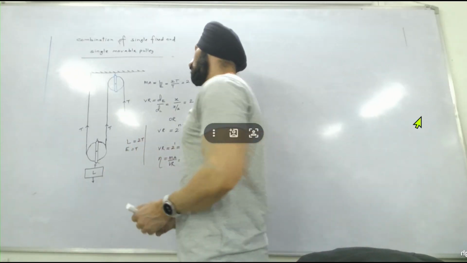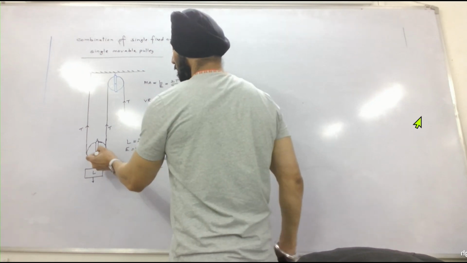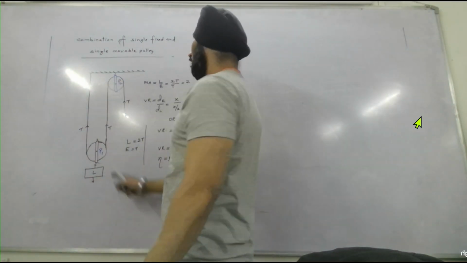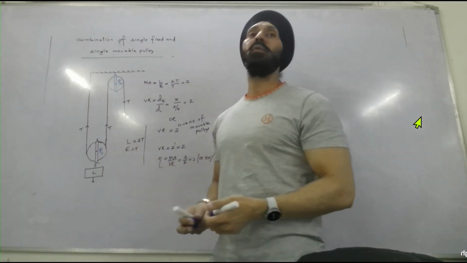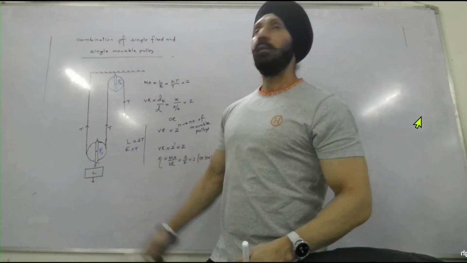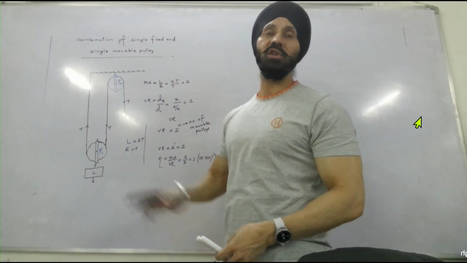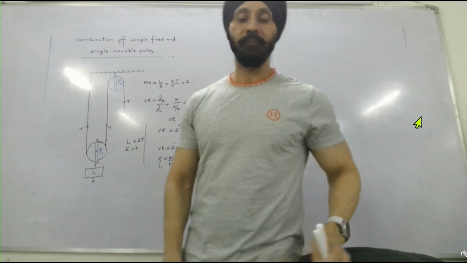For exams, this question was asked like this. This pulley was numbered as P1. This was numbered as P2, and they will ask you what is the function of P1 and P2. What is the function of P1? Force multiplier. What is the function of P2? It is used for convenience to change the direction of effort.